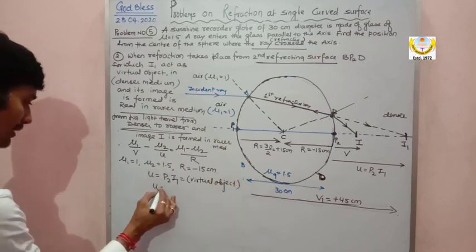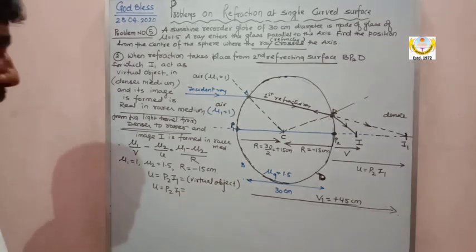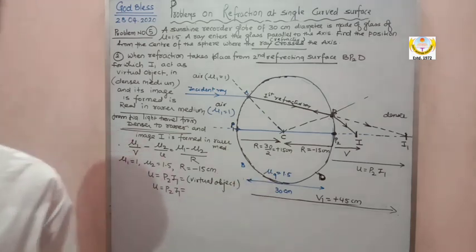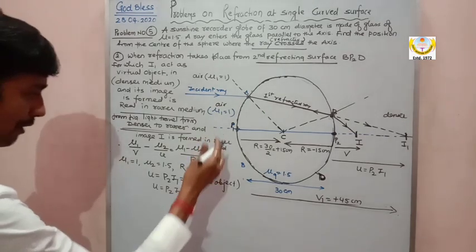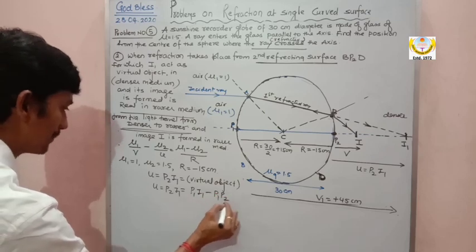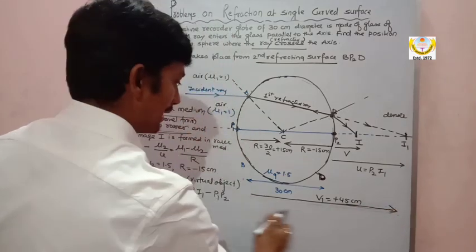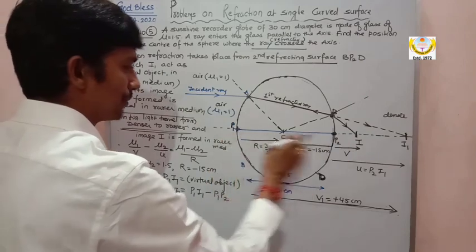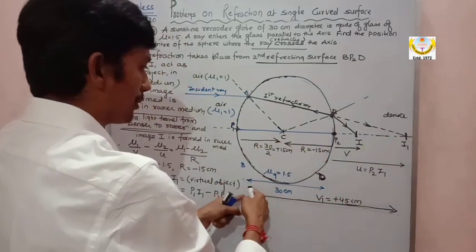So my dear, here U is equal to P2I1. How will I calculate P2I1? Look at the figure. P2I1 can be calculated from the figure: it is P1I1 minus P1P2, or you can say P1P2 plus P2I1 will equal P1I1.